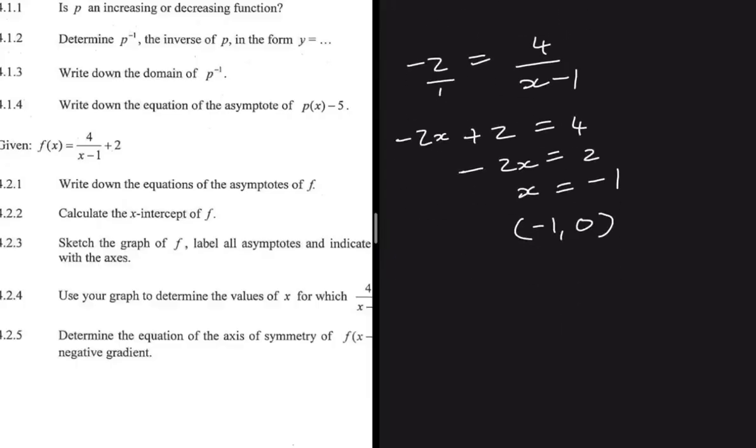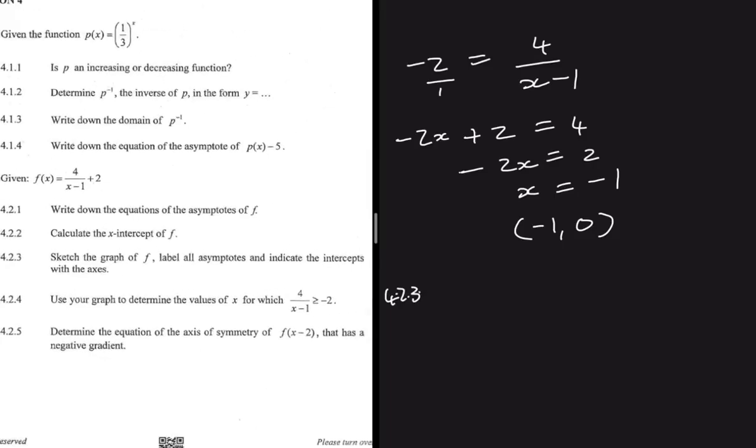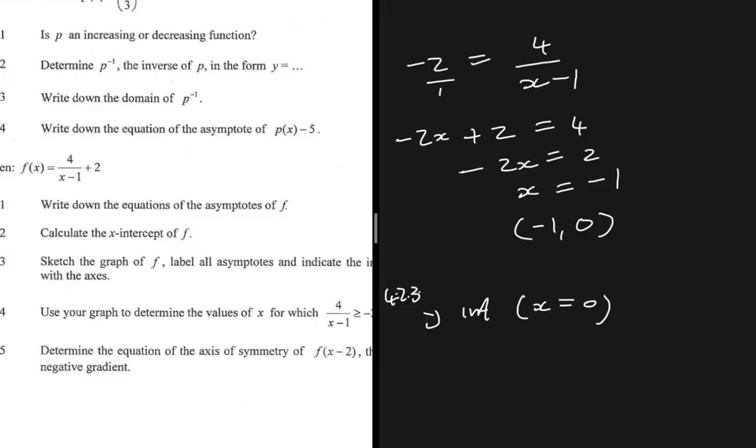And then now 4.2.3, we are required to sketch the graph of f and label all asymptotes and indicate the intercepts with the axes. So in 4.2.2, we only calculated the x-intercept, but now we are required to indicate the intercepts, so we need to find the y-intercept. For the y-intercept, x is equal to 0. So let's go ahead and find the y-intercept so that we can sketch our graph and indicate all that we are required to, right?